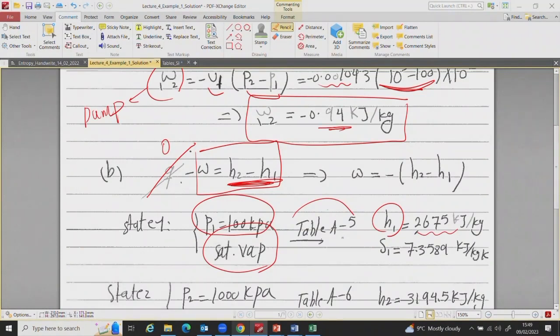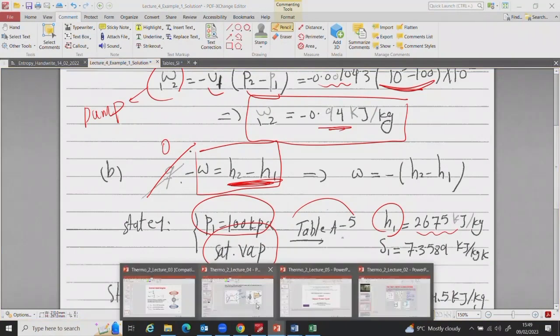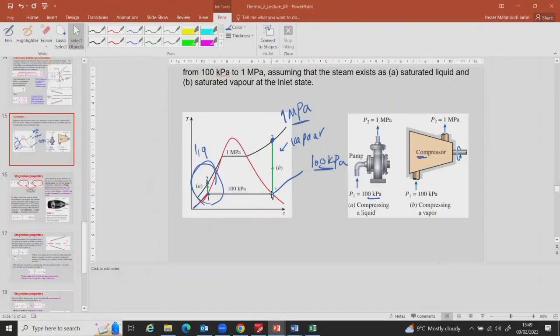Now, for a state 1, here, I knew the pressure, which was 100 kilopascal. At the same time, I knew it was saturated vapor. So everything was G there. How about the state 2? What do I know about the state 2? I know that its pressure is 1 megapascal or 1,000 kilopascal. But I need to know another property of a state 2 to say that my state is fixed.